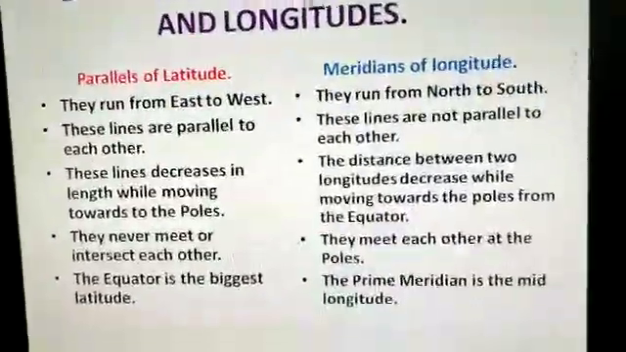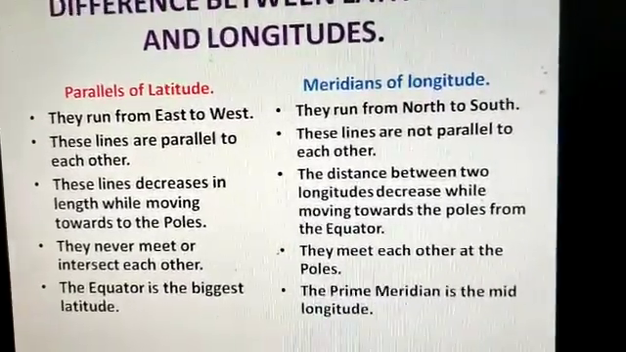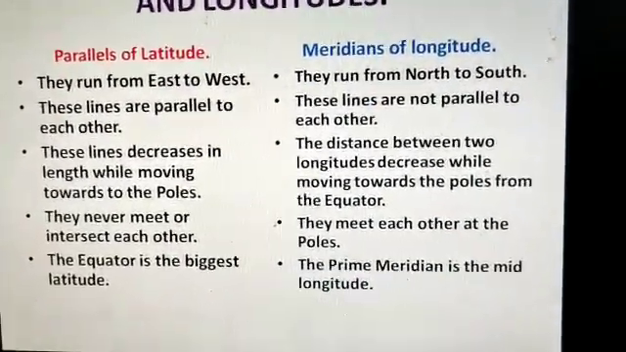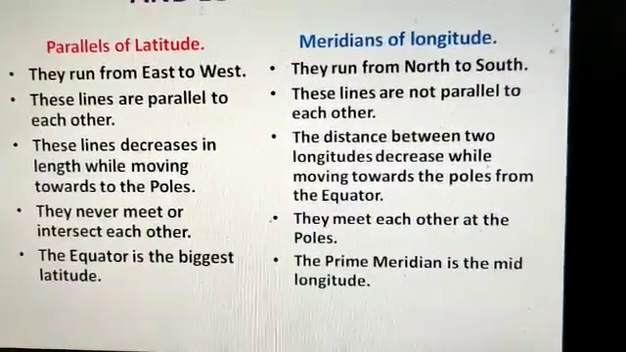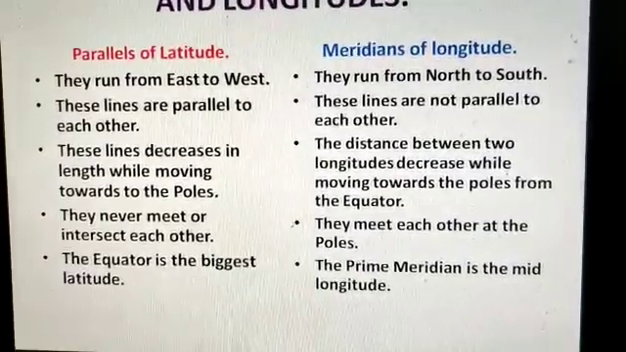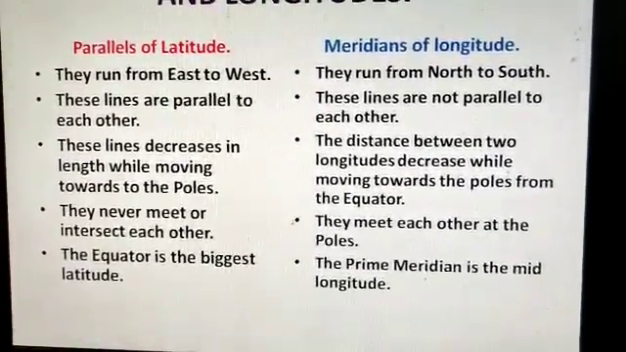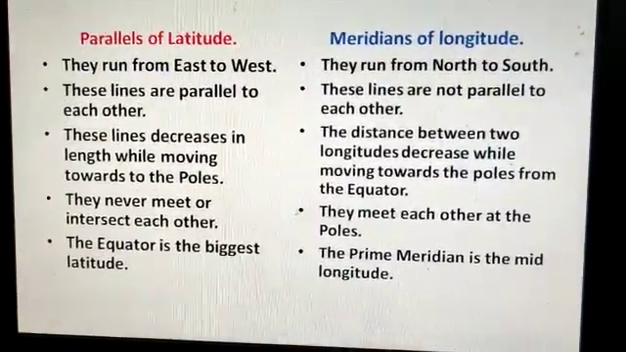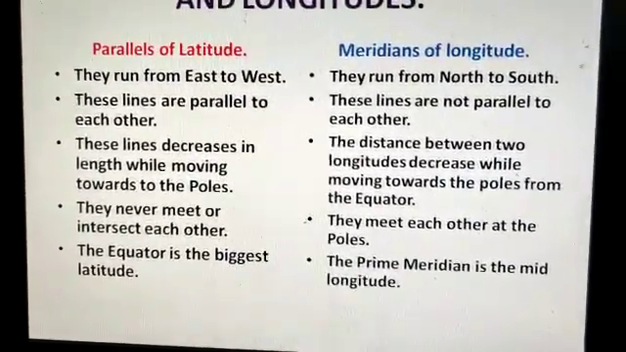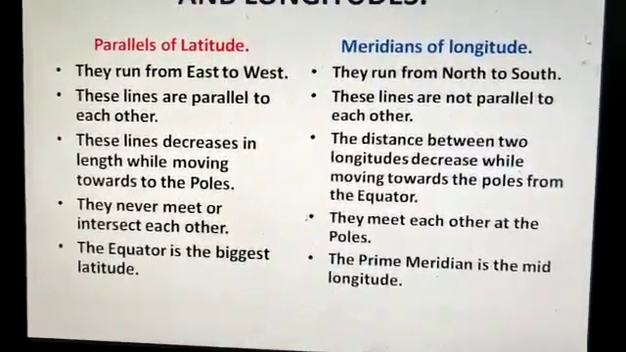Now we are going to learn the differences between parallels of latitude and meridians of longitude. Parallels of latitude run from east to west. Meridians of longitude run from north to south. Parallels of latitude are parallel to each other. Meridians of longitude are not parallel to each other.